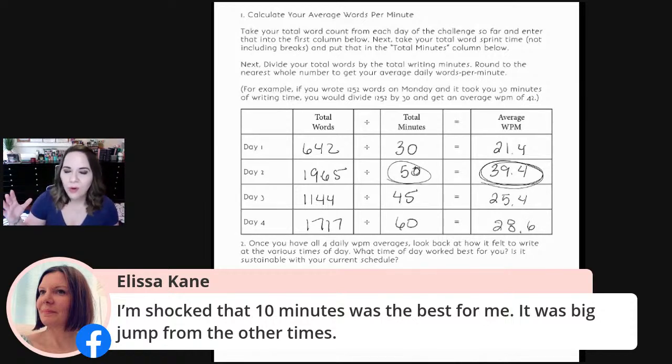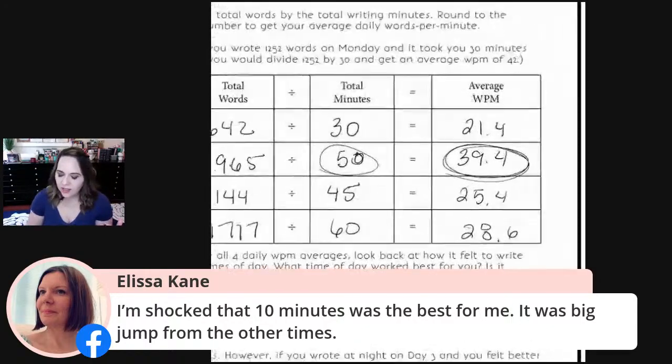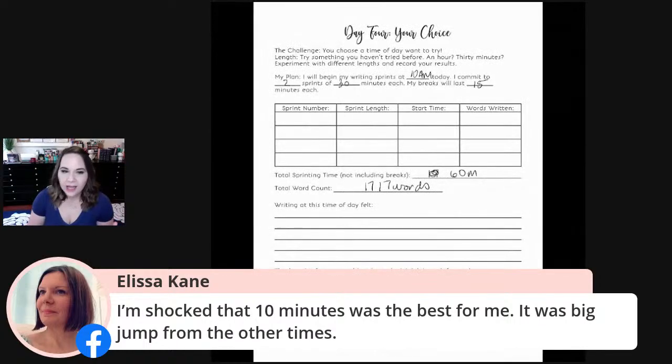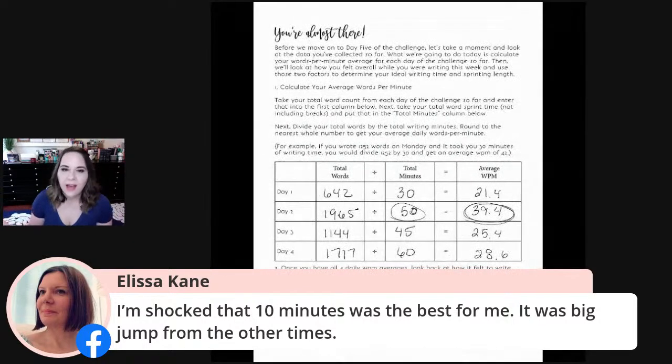And even if you have one number that really jumps out, it's still important, if you really want to find your true sweet spot, your best sprinting time, to look at the next couple of things too. Not just this words per minute average, but also go back and look at what times of day you were writing on those days.